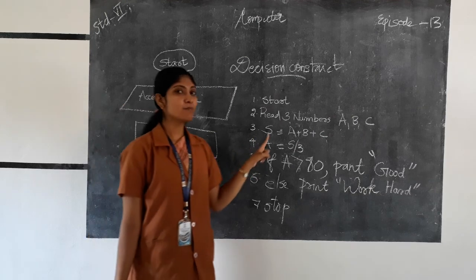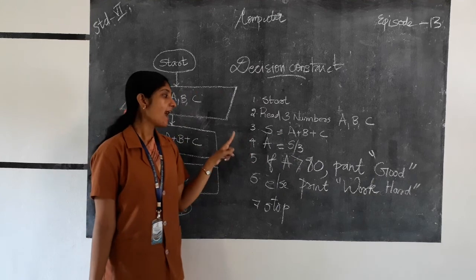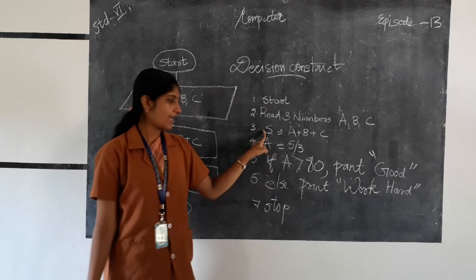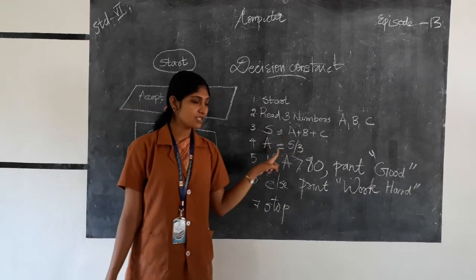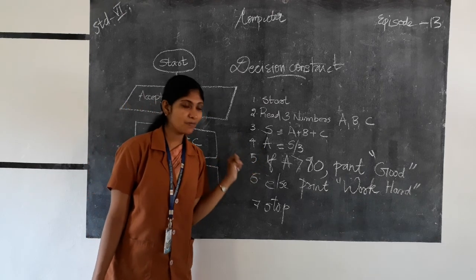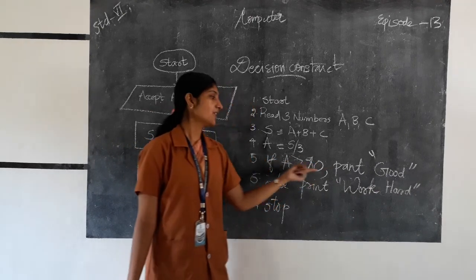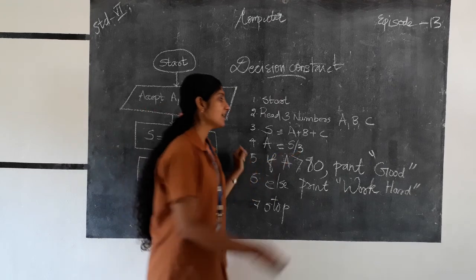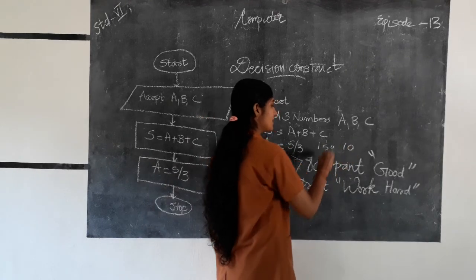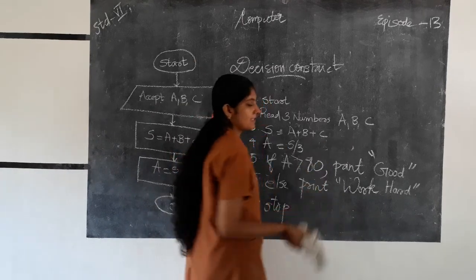Then calculate the sum of the three numbers A plus B plus C, which is stored in the letter S. And then we have to calculate the average of the numbers. So here S divided by 3, and the value is stored in the variable A. Then finally we have to calculate a decision parameter. So that is A greater than 80. If the condition is true, for example if the value is 150, then it is true. Or if the average is 10, it is false. Right? So if the condition is true, then print good.